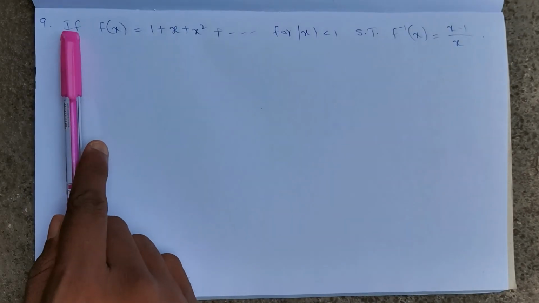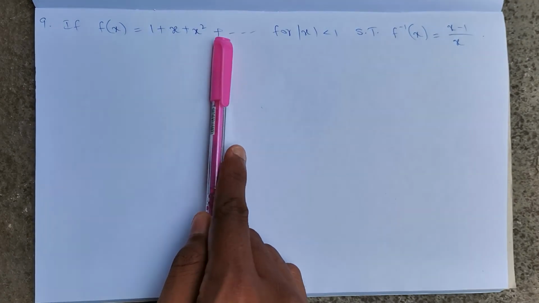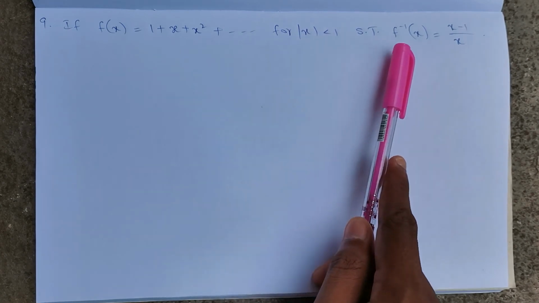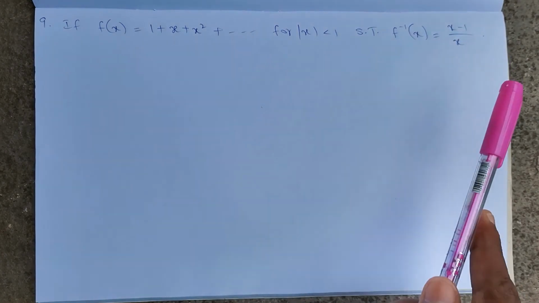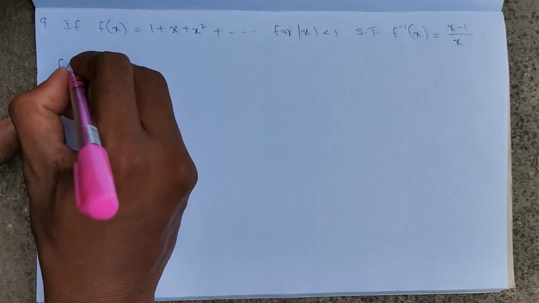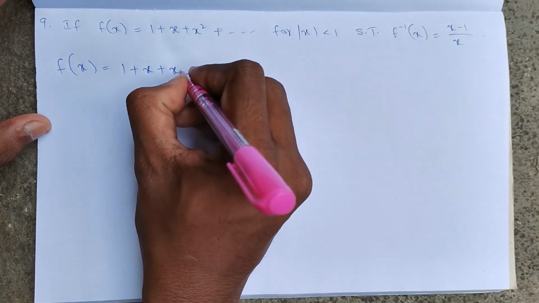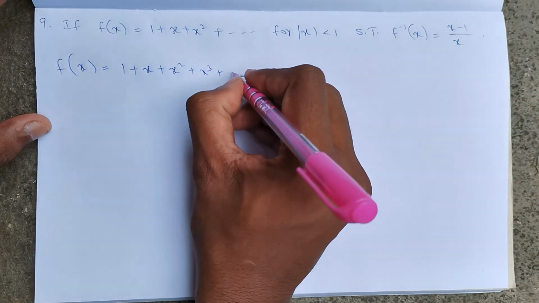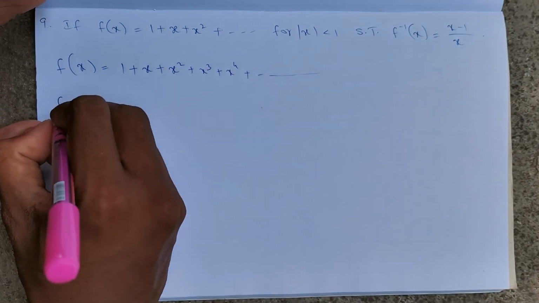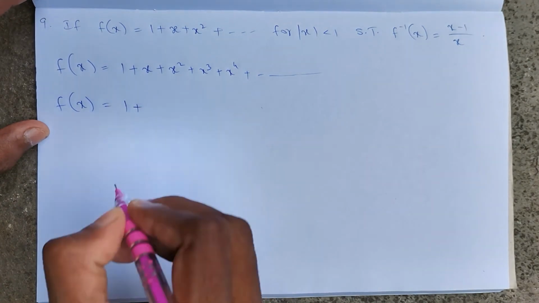Question number 9 is, if f of x is equal to 1 plus x square plus x cube and so on for mod x less than 1, show that f inverse of x is equal to x minus 1 divided by x. So here f of x is given as 1 plus x square plus x cube plus x power 4 and so on. F of x is equal to this, first term 1 as it is.